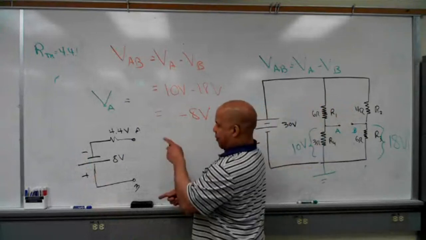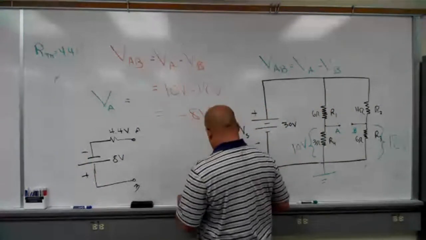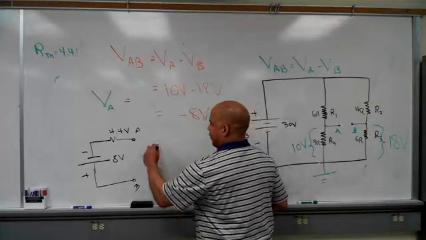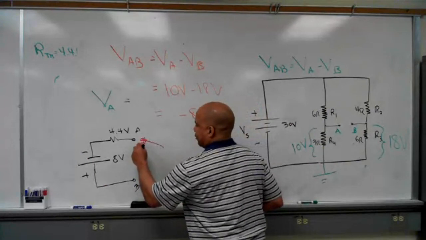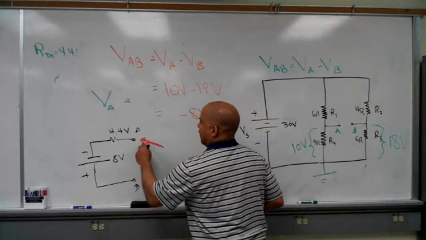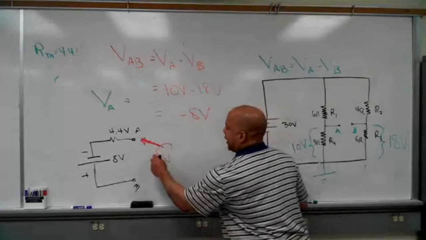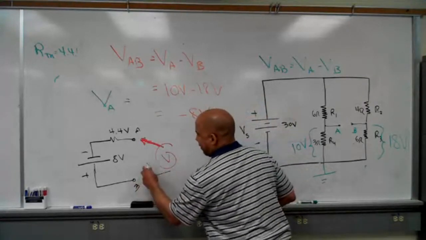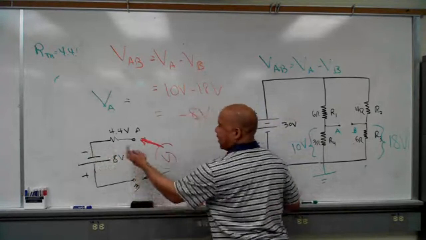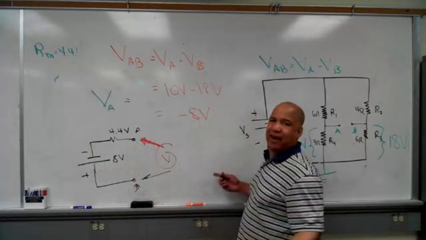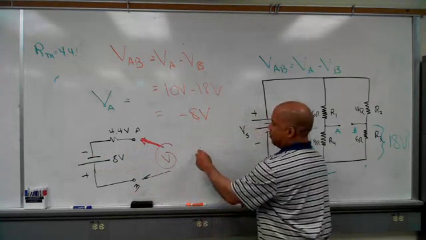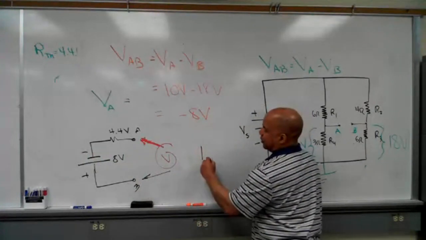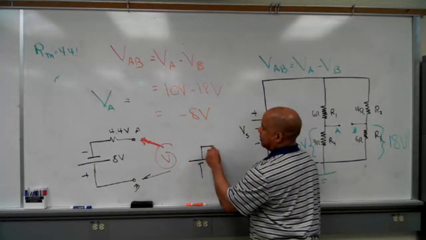But if you have your red lead of your voltmeter, try to shade that in, that's red. If you have your red lead there and your black lead here, that red lead is hooked here, then you got to read the negative 8. I don't really care how you show it. But if you want to show it as a positive answer, what you can do is just draw the circuit like this.